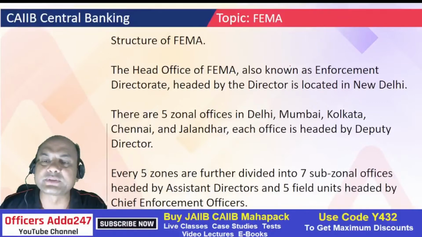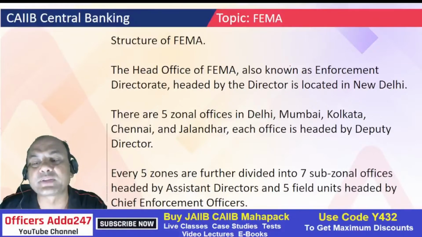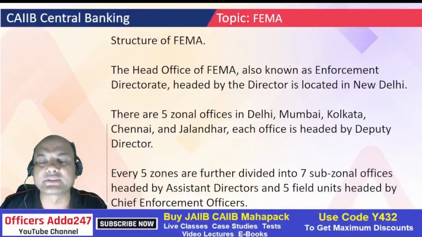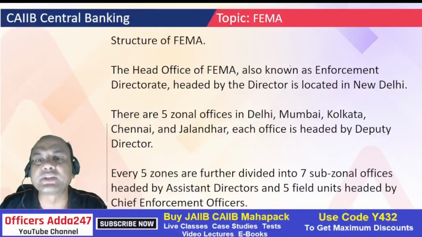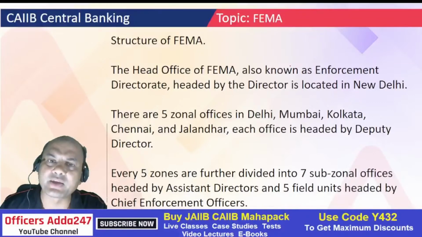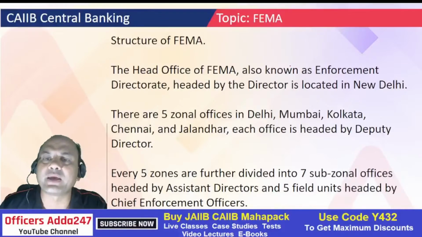Now who is the head of this complete ED, or FEMA? It is headed by the director. So the head, the main person, is the director. That is one unity of command. You studied this in ABF, right? Unity of command means one person should be in command. Then the 5 zonal offices are headed by whom? They are headed by the deputy director. Then under the zonal officers we have sub-zonal officers. So sub-zonal officers are headed by whom?